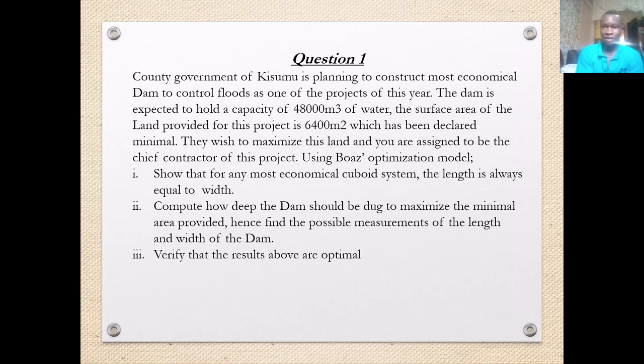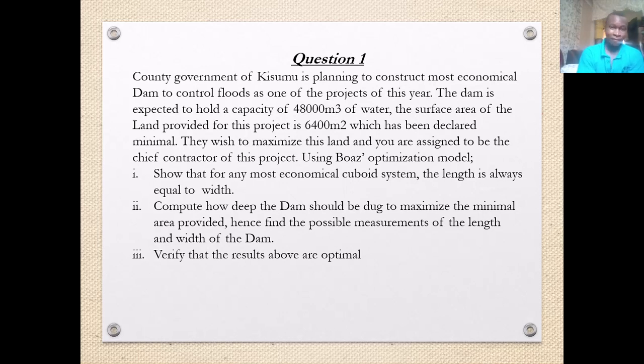They wish to maximize this land and you are assigned to be the chief contractor of this project. Using Boas optimization model, Roman 1, show that for any most economical cuboid system, the length is always equal to the width. Then Roman 2, compute how deep the dam should be dug to maximize the minimal area provided. Hence, find the possible measurements of the length and the width of the dam. Then the last one is to verify that the results above are optimal.